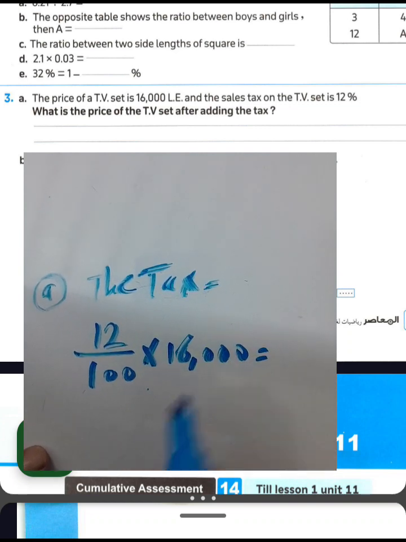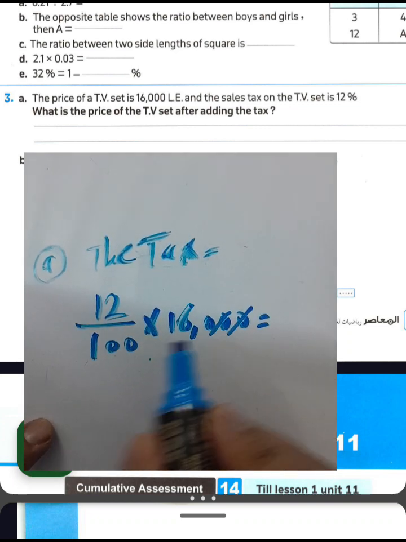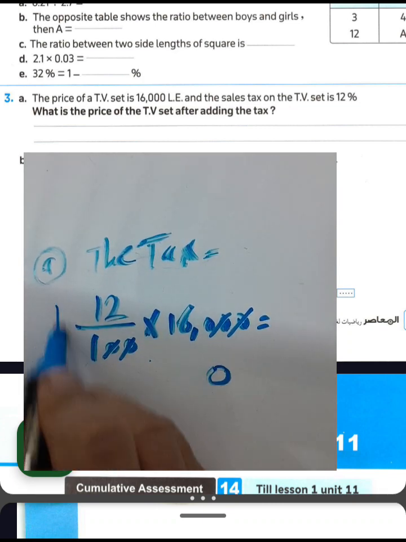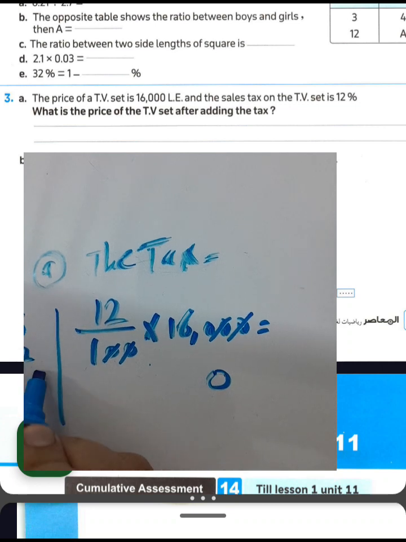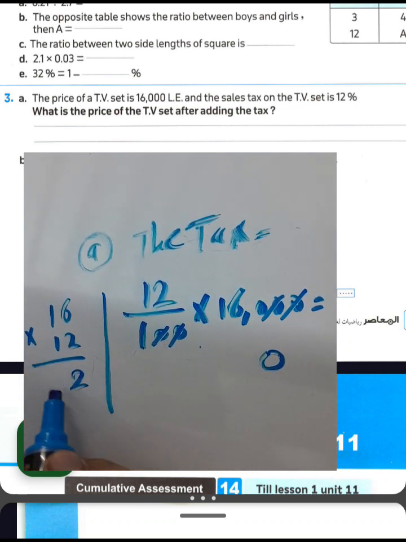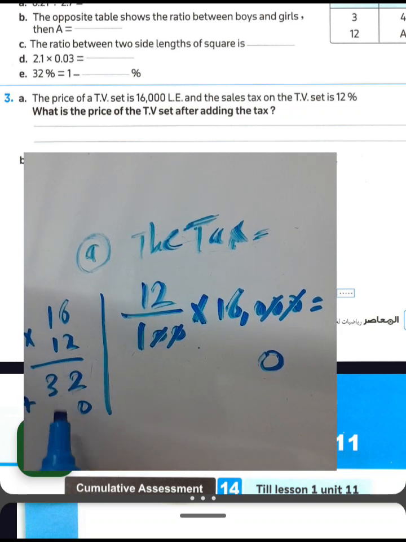16,000. Then we can cancel the double zero and then put zero here. And 12 times 16. 2 times 6 equals 12, 2 and carry 1. 1 times 2 equals 2, plus 1 equals 3, plus 0. 1 times 6 equals 6. 1 times 1 equals 1.